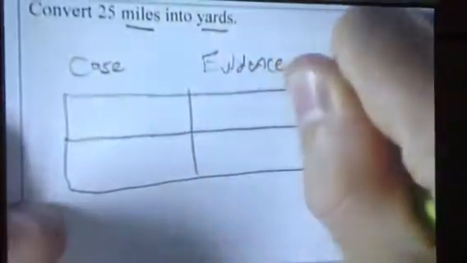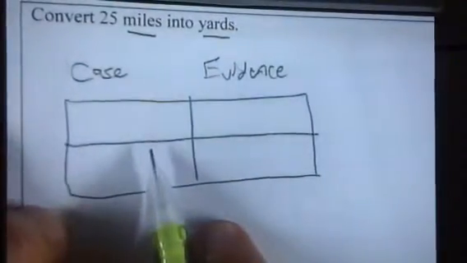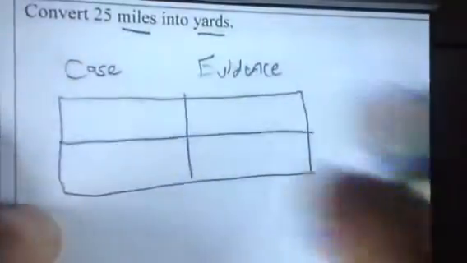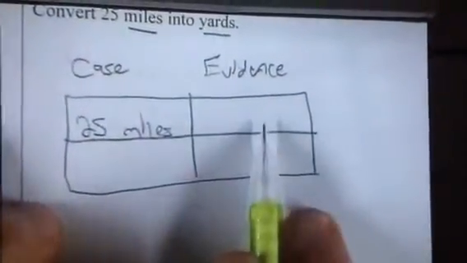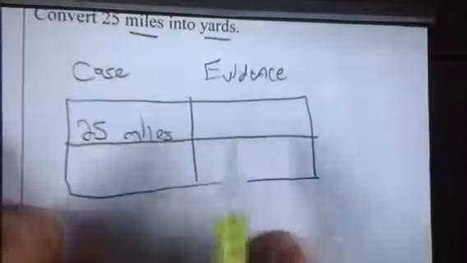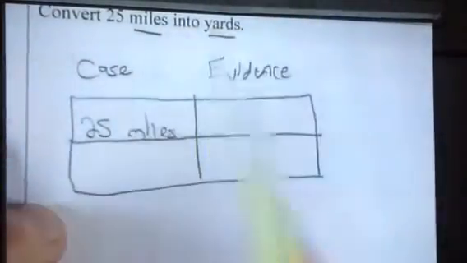Now, again, I'm converting something from miles to yards. Anytime I'm converting, what I like to use is this case and evidence. I always need a case. I always need some evidence. My case is always what's being converted. Remember, this works basically like a fraction. It's basically just a fraction box right here. My case is what's being converted. So my case is miles. 25 miles. I need some evidence linking me from miles to yards. So I need a unit ratio.